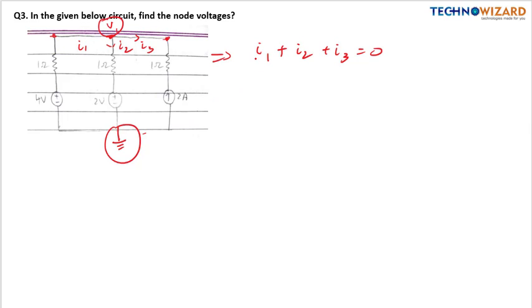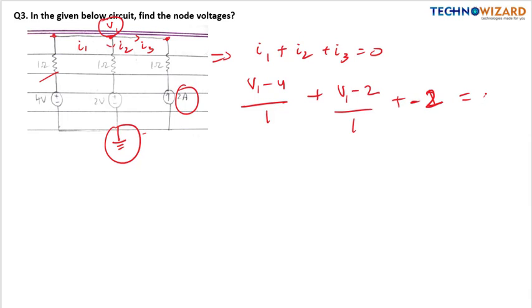So what will be the value of I1? I1 will be V1 minus 4 upon the 1 ohm resistance. Plus I2 will be V1 minus 2 upon 1 ohm resistance, plus I3, here the current is already flowing, so this will be minus 2 ampere, is equal to 0.